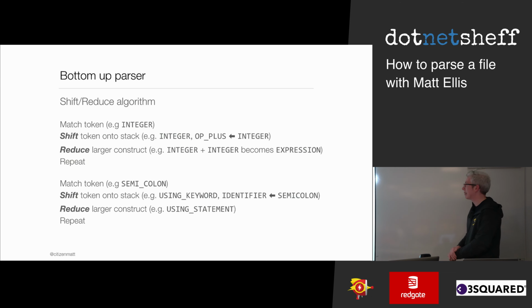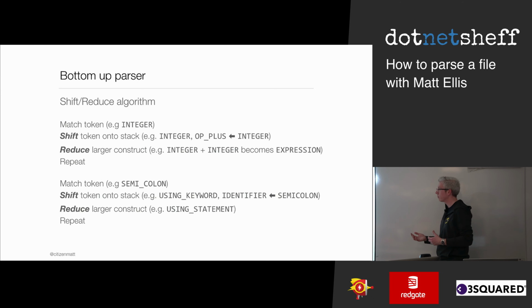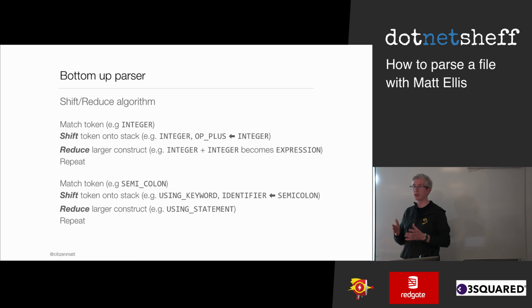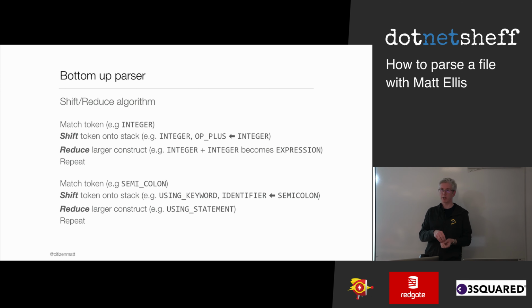A bottom-up parser is trickier. It's more awkward. It's also called the shift-reduce algorithm. And the way this works is that you match a token, such as an integer, and you shift it onto a stack of tokens you've already matched. So you could have matched, say, an integer and a plus sign. If you match another integer, you shove that onto the stack, then you look at your stack of current tokens and ask, does that look like something I know? And it's like, yes, it's an expression. Okay, I will reduce it down into an expression.